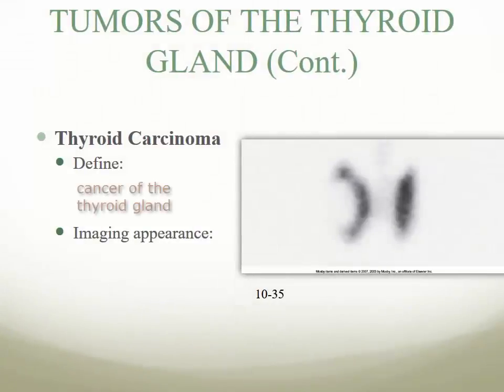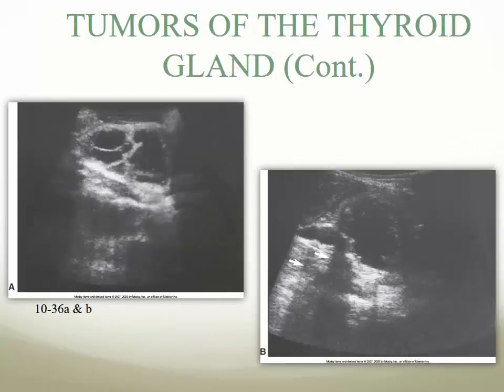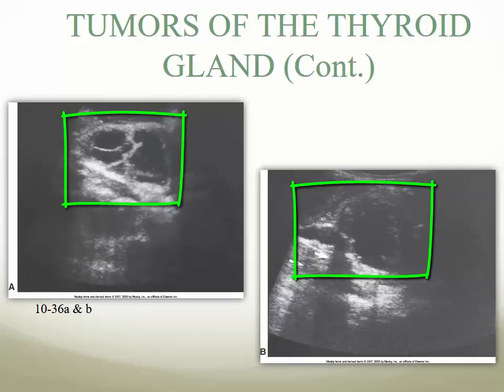Thyroid carcinoma refers to cancer of the thyroid gland. On radioactive iodine scans in nuclear medicine, a thyroid carcinoma usually appears as a solitary cold nodule that corresponds to a palpable mass. In these ultrasound images, we can see that there's a lesion that's not smooth. Note the papillary projections, and it lacks a back wall enhancement. These features most often indicate a degenerative follicular adenoma.